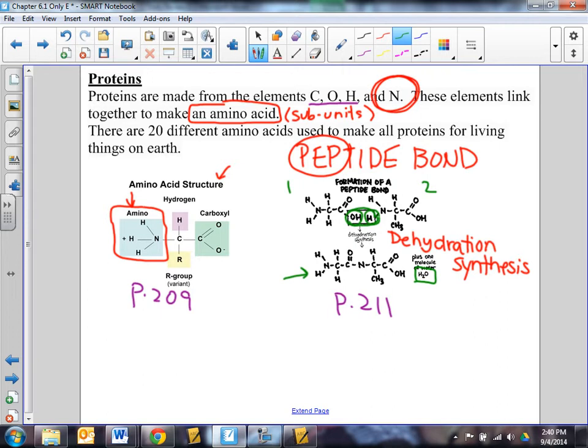Does anyone still need this screen to be visible? Because they're writing down some of the words that are there. Don't forget, pictures are in your textbook if you need to refer to them.